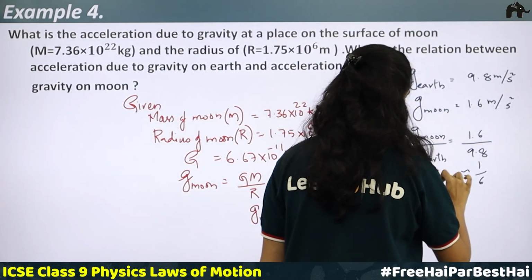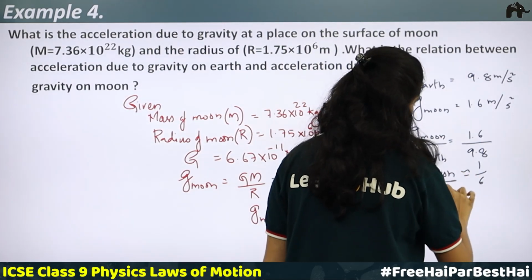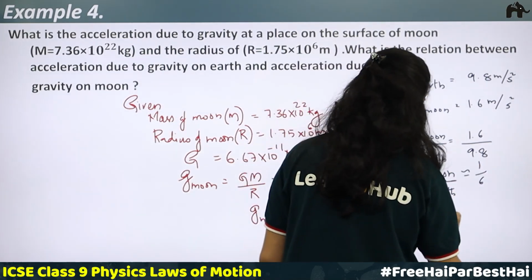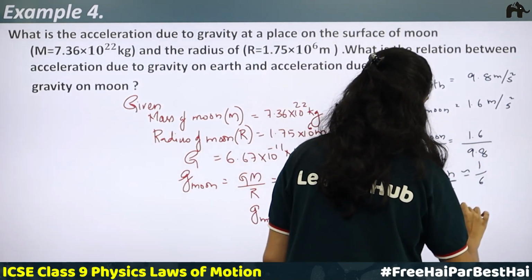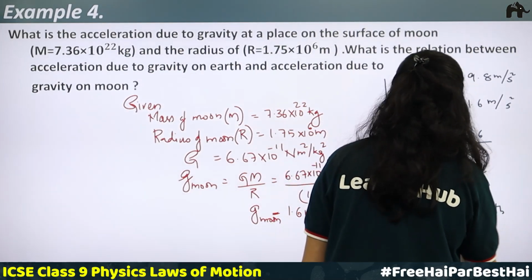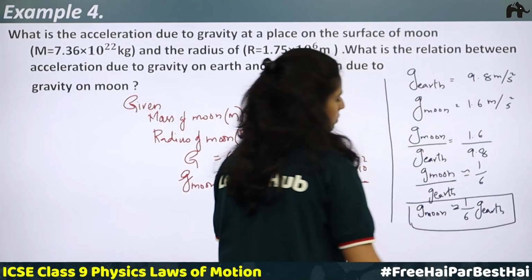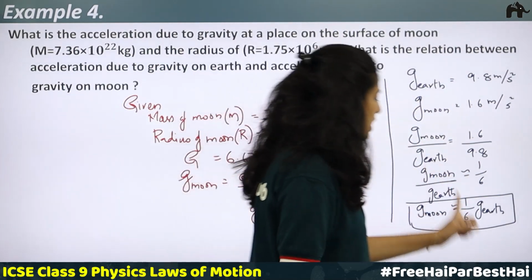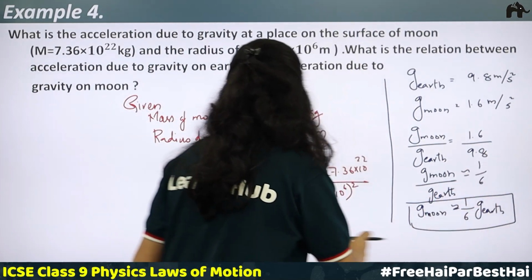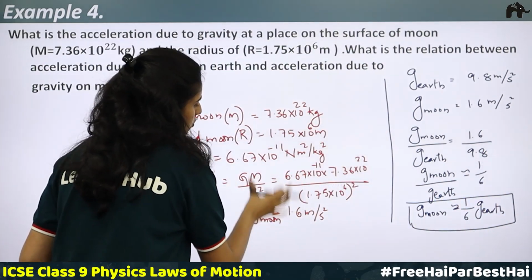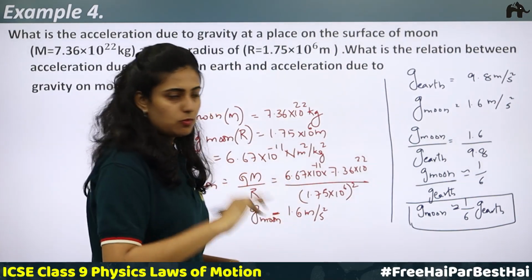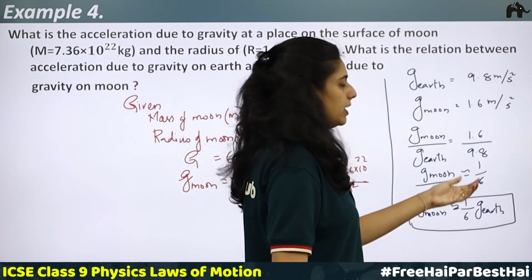So g moon by g earth is approximately 1 by 6, which means the acceleration due to gravity on moon will be approximately 1 by 6 the acceleration due to gravity on earth. So remember this relation: acceleration due to gravity on moon is approximately equal to 1 by 6 the acceleration due to gravity on earth. The approximation comes because in finding g moon and g earth, we are not getting the exact value. We are rounding it to 1.6 and 9.8. So when you take the ratio, you will be getting 1 by 6.